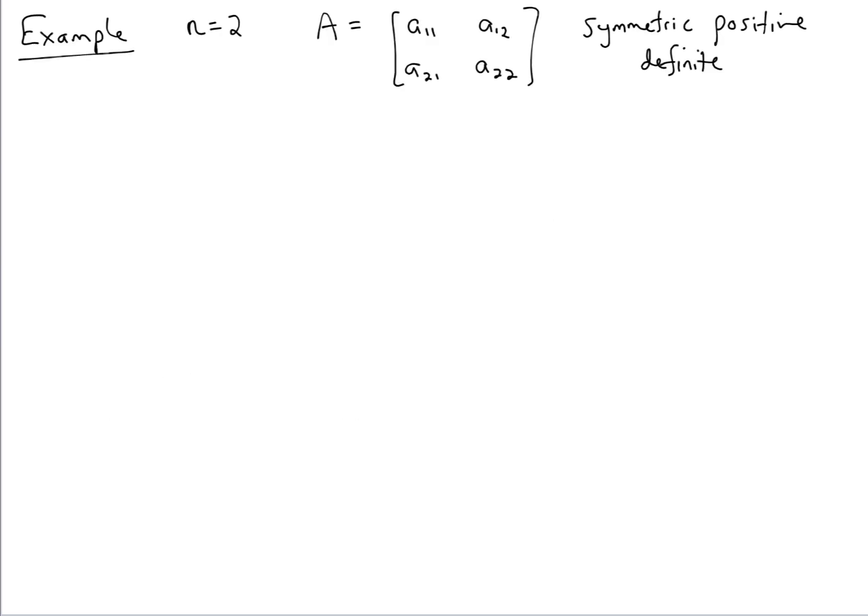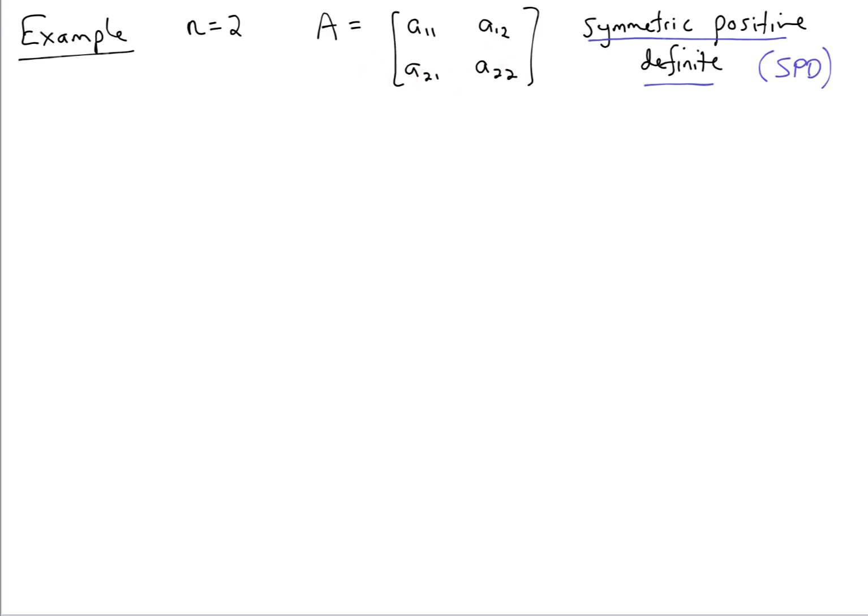Let's look at an example for the case of n equals 2 and tinker around a bit to get a feel for what it means for a matrix to be symmetric, positive, definite. And so that's our assumption here. This is often abbreviated SPD.